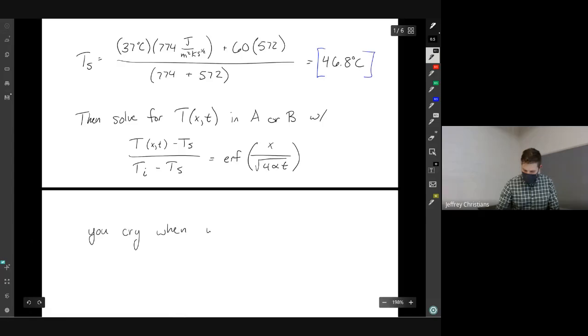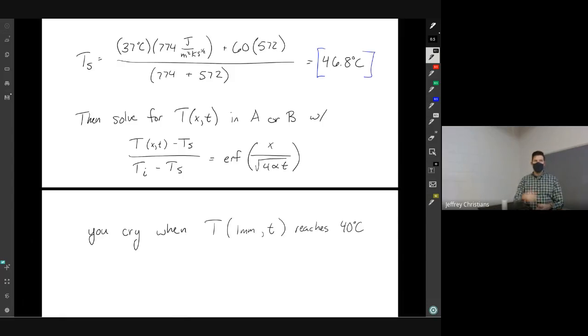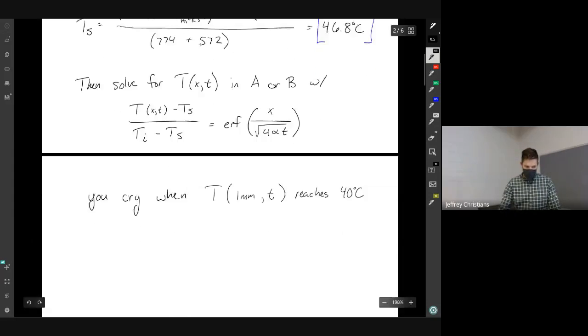You start to cry when T at 1 millimeter reaches some temperature. So we'll say about 40 degrees Celsius. When you've really had at least a little bit of a temperature change a little ways into your actual foot, that's when you start to feel it. That's when it starts to actually hurt. So how long does that take?